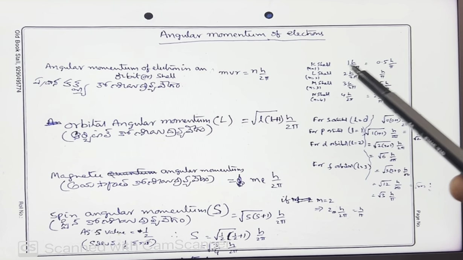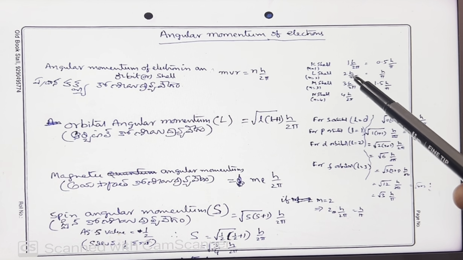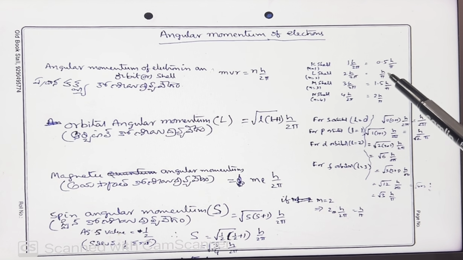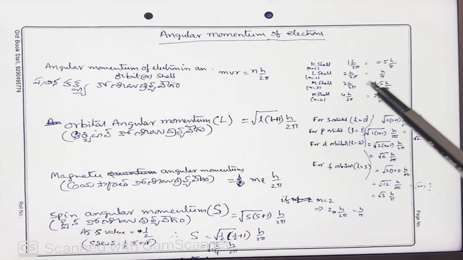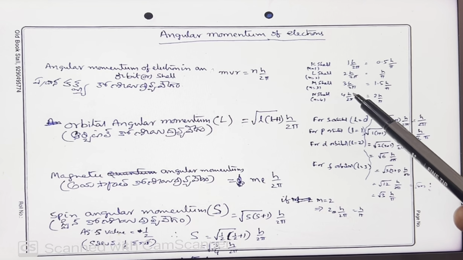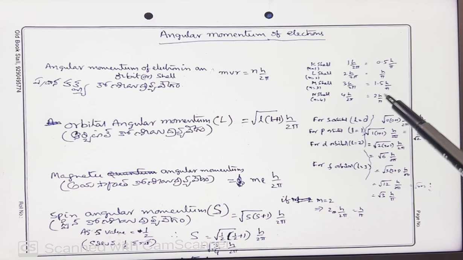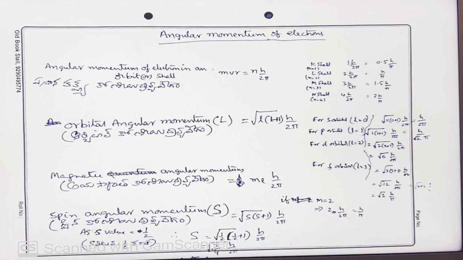For K shell, n is equal to 1, 1h by 2 pi, 0.5h by pi. For L shell, the angular momentum is 2h by 2 pi, h by pi. For M shell, n is equal to 3, 3h by 2 pi, or 1.5h by pi. For N shell, the angular momentum is 4h by 2 pi, that is 2h by pi. So when he asks for the angular momentum of an orbit, you have to observe nh by 2 pi. You substitute the n value, so that you will get the angular momentum of that particular orbit.